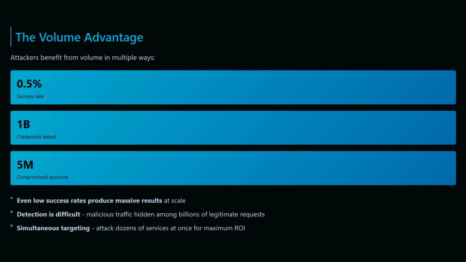Attackers benefit from volume in multiple ways. First, testing billions of credentials means even low success rates produce large numbers of compromised accounts. Second, high volume makes detection difficult. Distinguishing credential stuffing attempts from legitimate failed logins is challenging when the malicious traffic is distributed across thousands of IP addresses and carefully paced to avoid triggering rate limits. And third, volume enables targeting multiple services simultaneously. While attacking one service, attackers simultaneously attack dozens of others, maximizing return on investment, ROI.